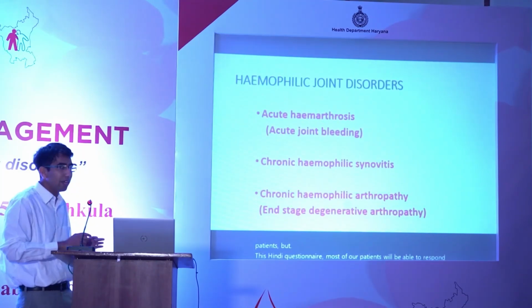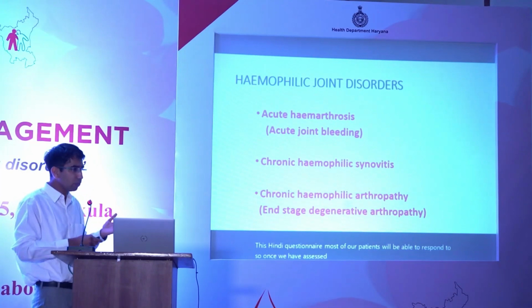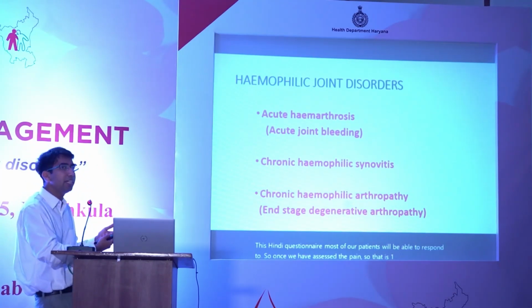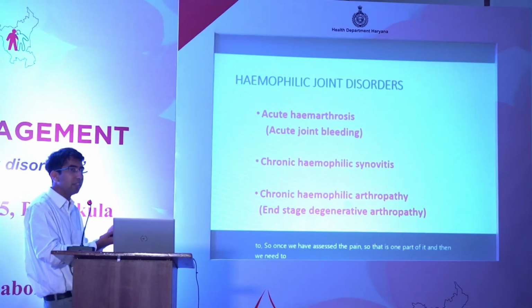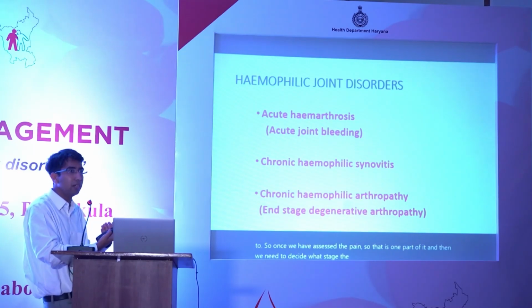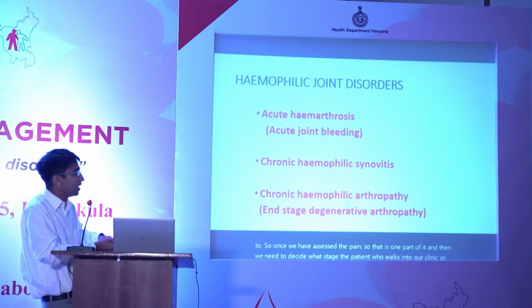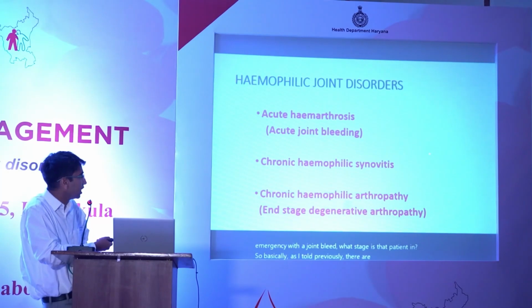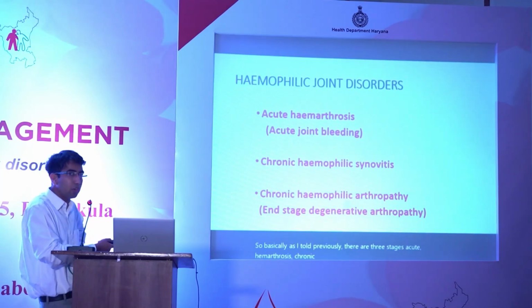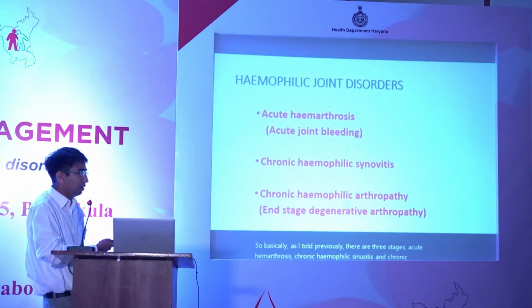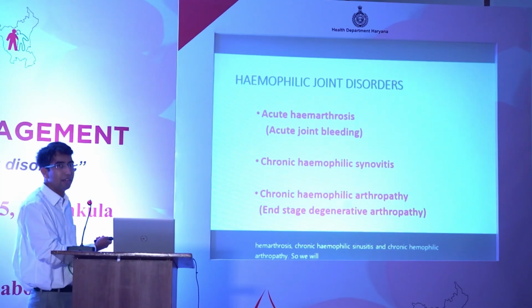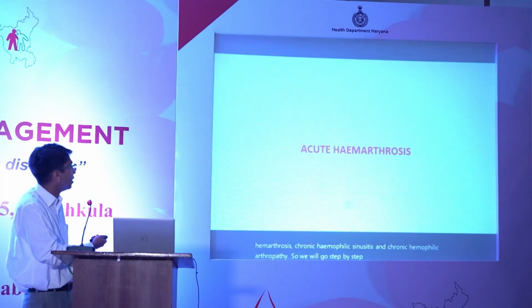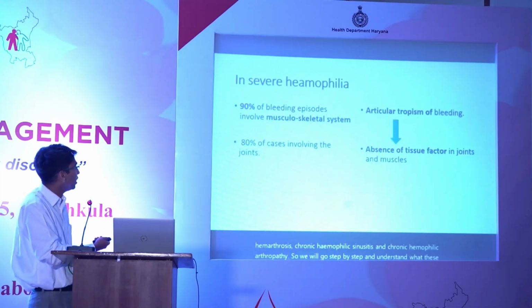So once we have assessed the pain, that is one part of it, and then we need to decide what stage the patient who walks into our clinic or emergency with a joint bleed is in. As I told previously, there are 3 stages: acute hemarthrosis, chronic hemophilic synovitis, and chronic hemophilic arthropathy. We'll go step by step and understand what these stages are. The first stage is the acute hemarthrosis.